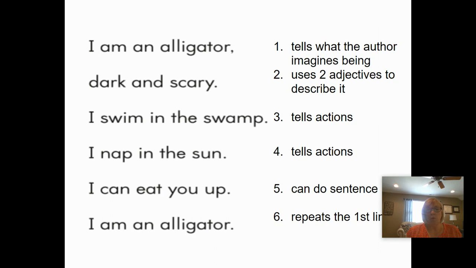Lines 3 and 4 tell actions, and they relate to what the alligator does. I swim in the swamp. I nap in the sun. And number 5 is a can-do sentence and describes something that the alligator can do. And line number 6 simply repeats the first line, but puts a period at the end of that. So that's the way an I am poem is put together.